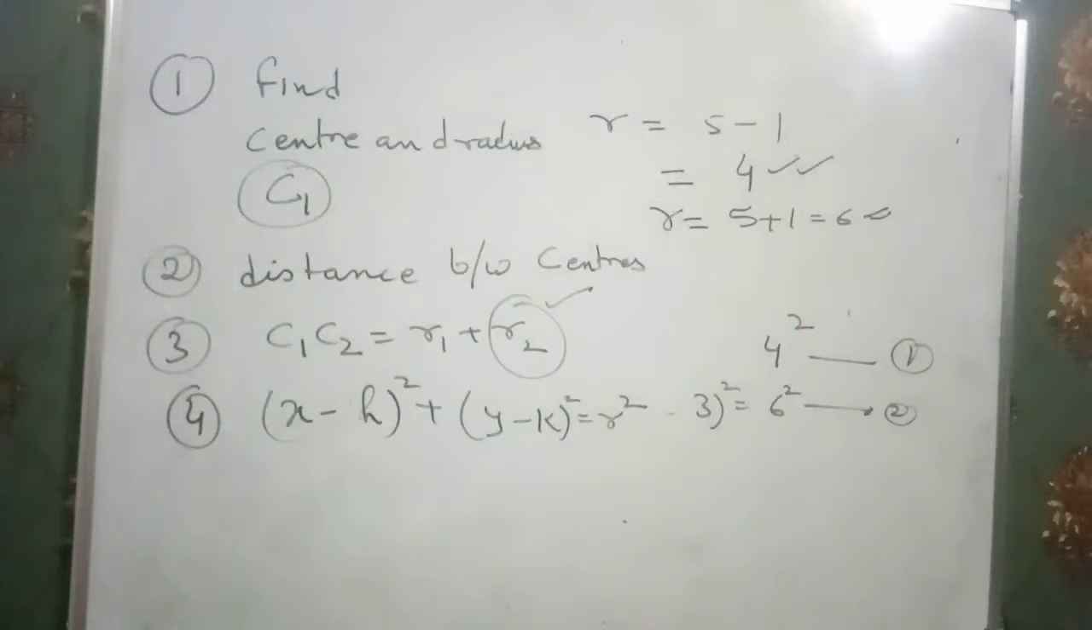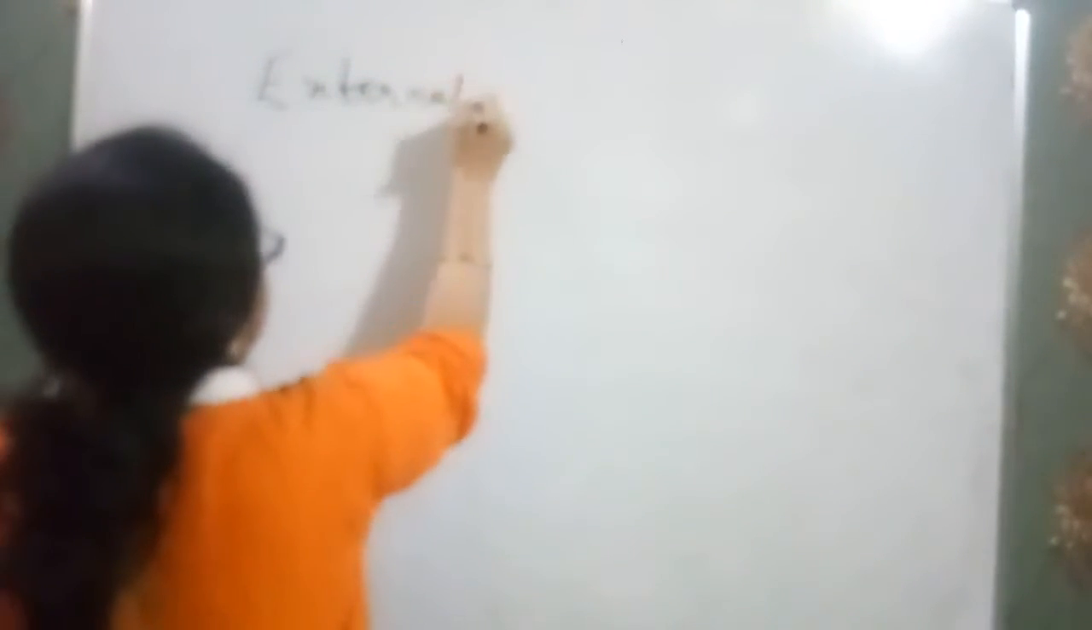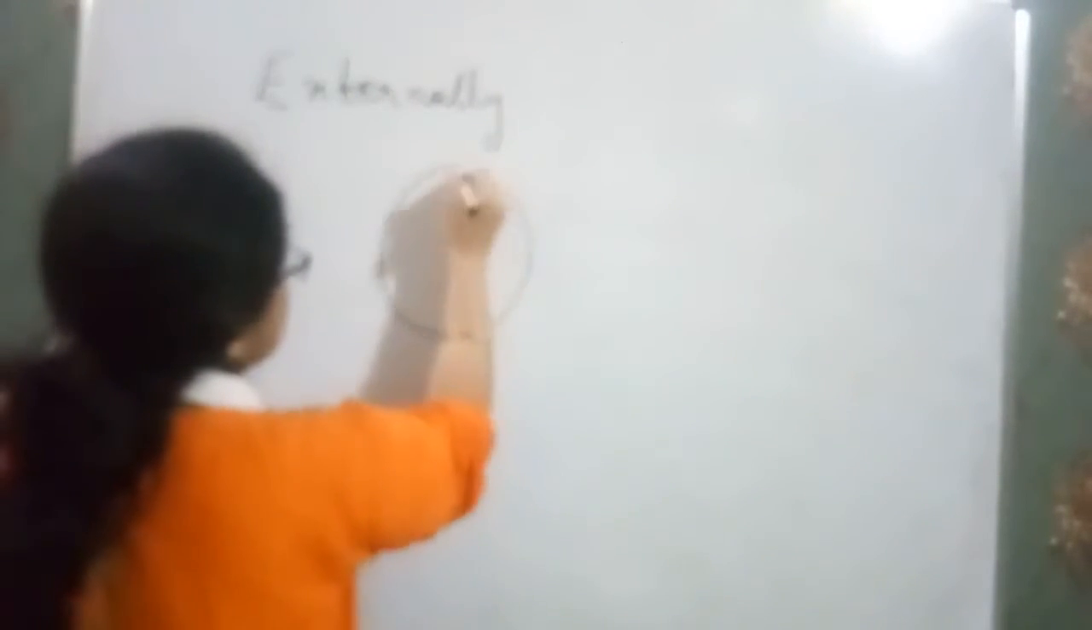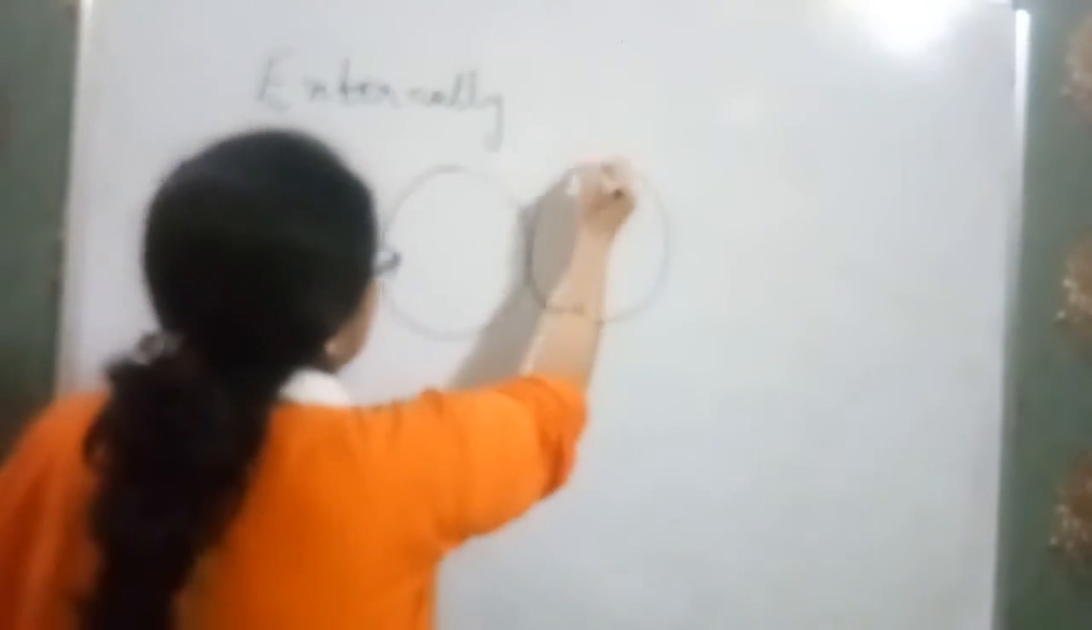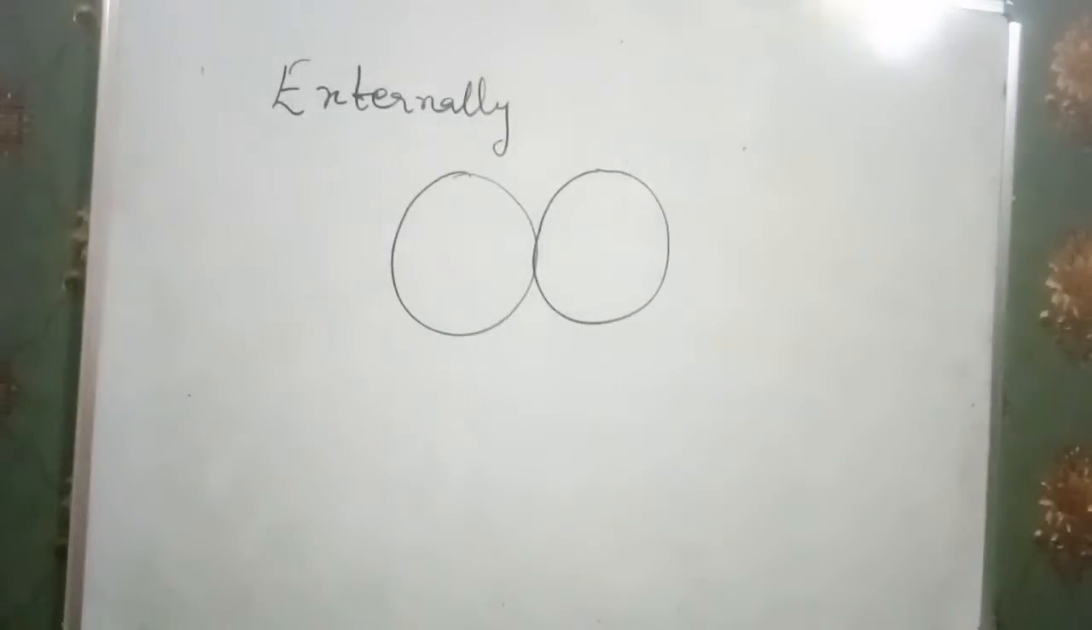I am going to take another concept now. Now I am going to tell when two circles touch internally, externally, when they intersect with each other, and when one circle is contained in another. For example, I am just taking the first case, when two circles touch externally. That means two circles touch each other at one point. So I am going to explain this one.